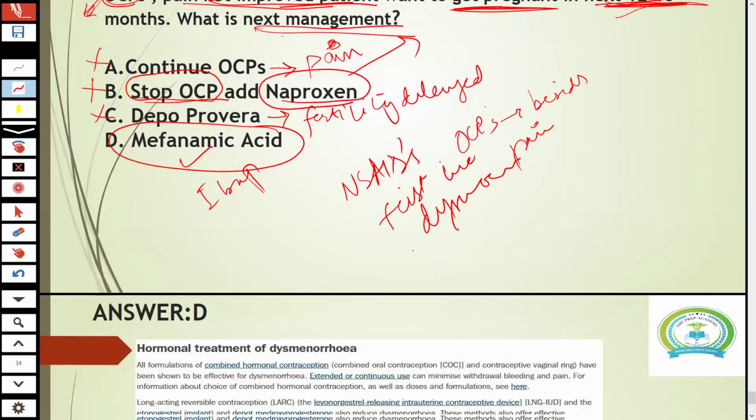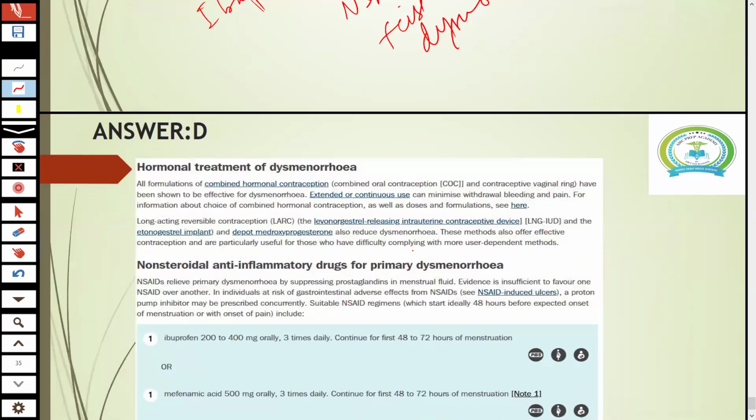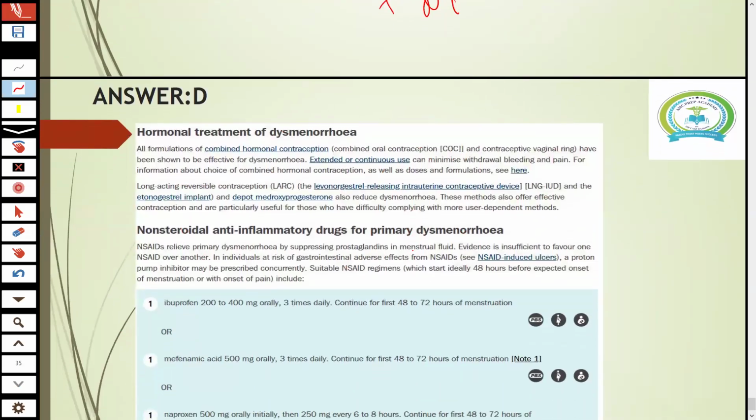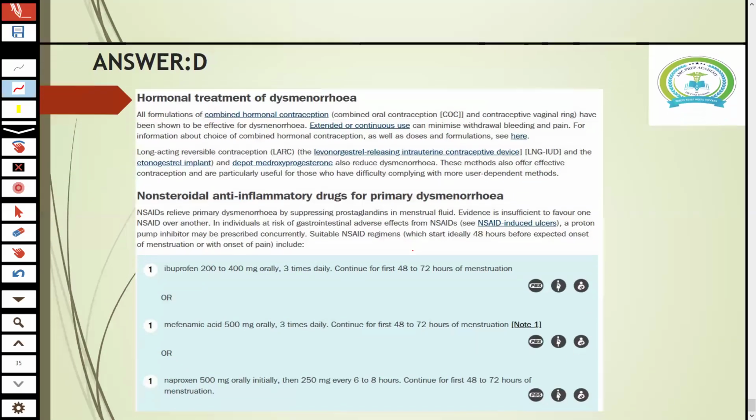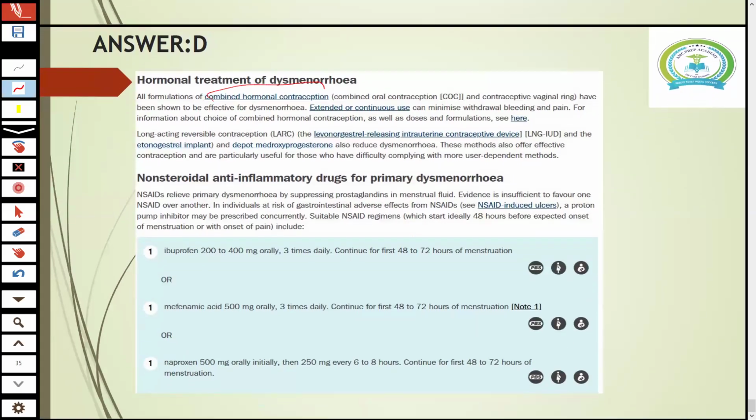Just look at the reference. This is from the therapeutic guidelines. Hormonal treatment is COCP that she was already taking. Okay, LARC can be given, but it's not in our scenario because our patient wants to be pregnant in 12 to 18 months. So the first line for the dysmenorrhea are the NSAIDs. Can be ibuprofen, can be mefenamic acid, can be naproxen.